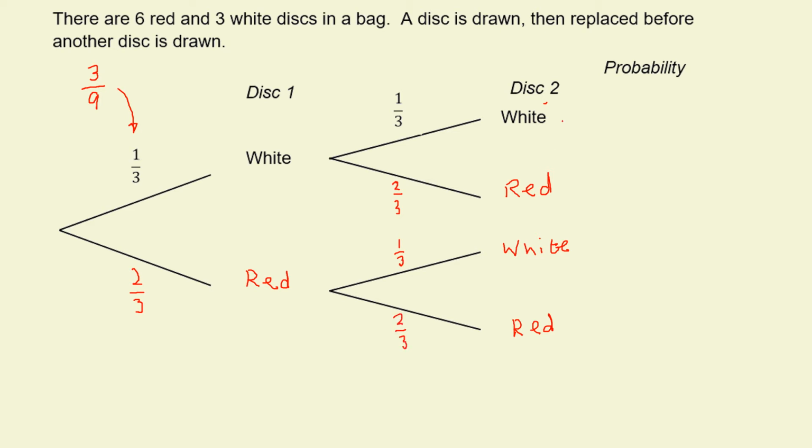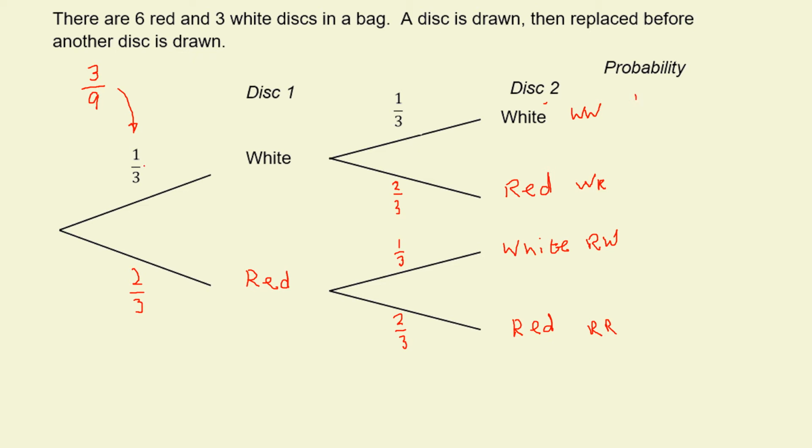Right, now let's write down some of these things. So that's W and then W. That's W and then R. That's R and then W. And this is R and R. Okay, let's write on our probabilities then.